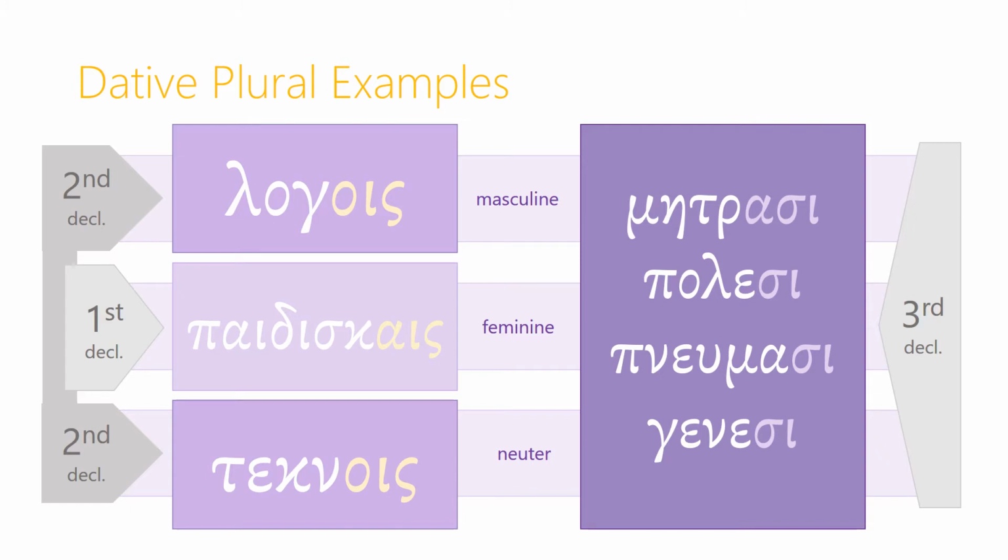Just notice with pneuma that the tau at the end of the real stem has disappeared. Pneumat. Since pneumatsi is difficult to pronounce, final taus, when they meet that sigma of the dative plural ending, often disappear. So instead of pneumatsi, we have pneumasi.